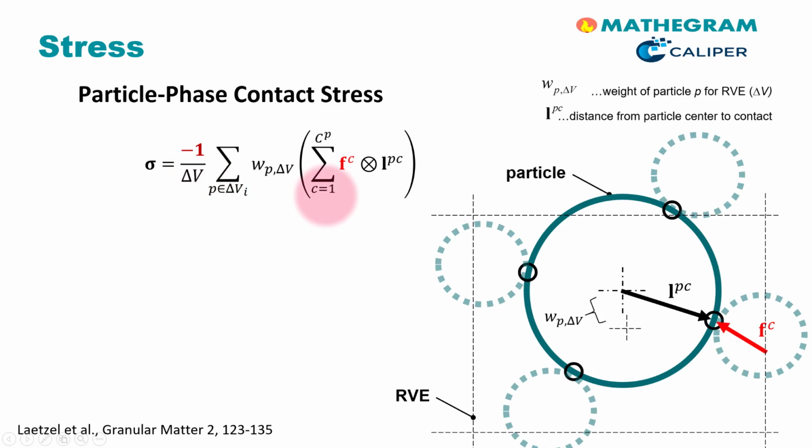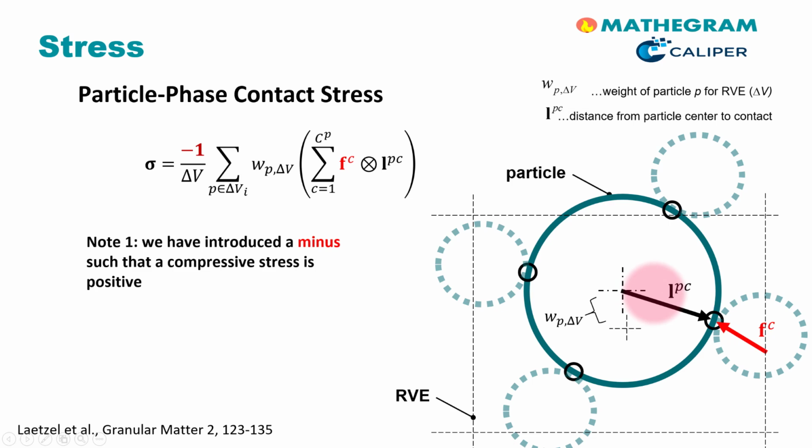On the lower right, you see an illustration of a particle with 4 contacts. The distance vector LPC and the contact force vector F superscript C are displayed only at the first contact. The weight is here illustrated only conceptually. It takes into account the distance between the center of the particle and the cell center. In this case, the weight will be close to unity since this difference is small and the particle is almost completely in the CFD cell.